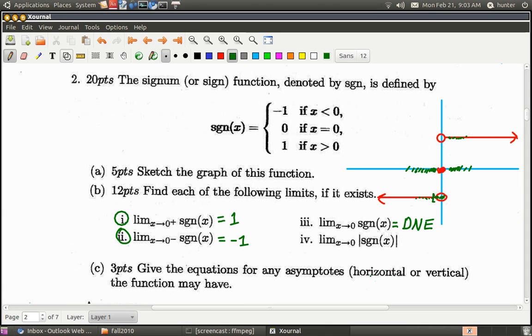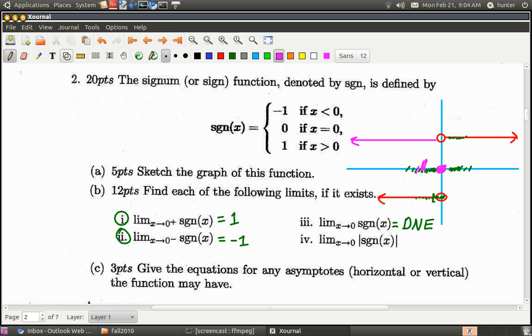Okay, and now it says what is the limit as x goes to 0 of the absolute value of signum? And this maybe is worth its own picture. So what does the absolute value of signum look like? It's just going to move this branch of the function down here up here, like that. Okay, so now it's all happening above the x-axis. It's still 0 at 0, but it's 1 to the left of 0, and it's 1 after 0.